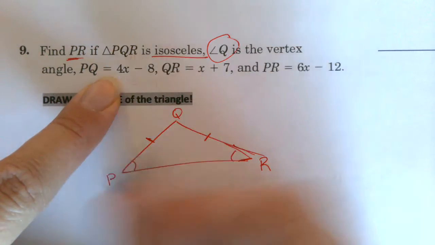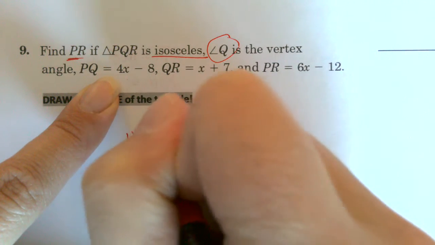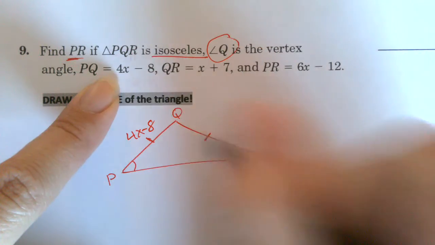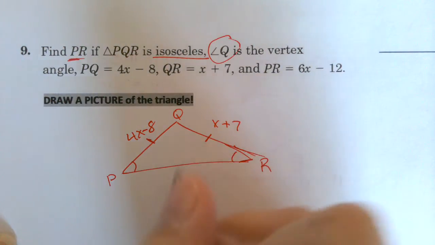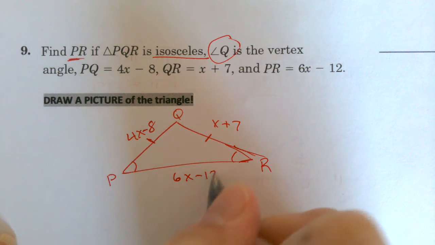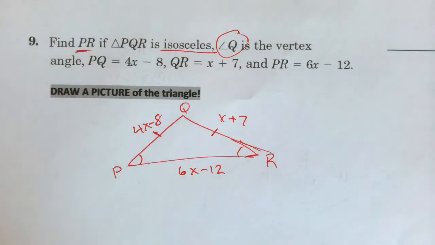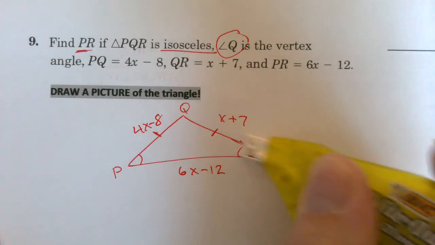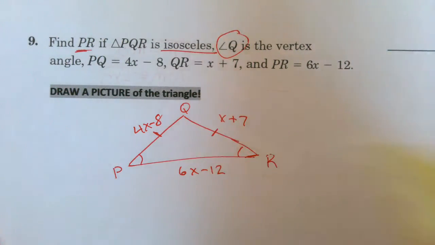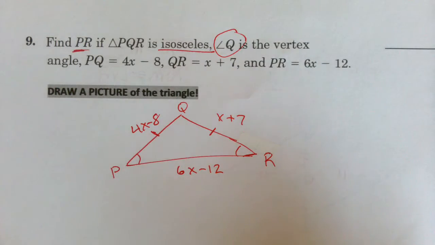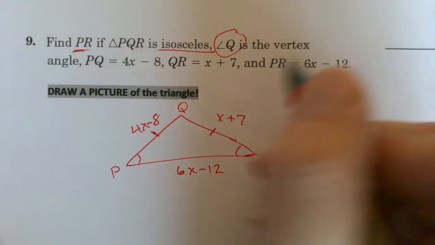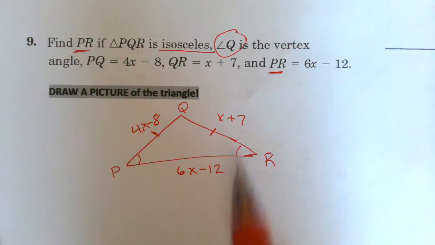So P to Q is 4x minus 8, and Q to R is x plus 7, and PR is 6x minus 12. So it takes a minute to draw your picture and label it correctly. Okay? The big ticket is that it was an isosceles triangle. So you had to mark two congruent sides, and Q had to be the vertex. Those are the key ideas. Now, we want to find the length of PR. That's what we're looking for.